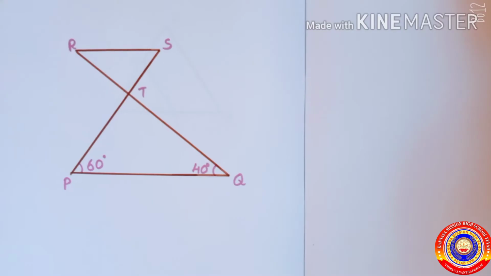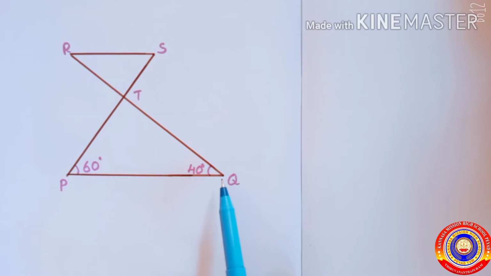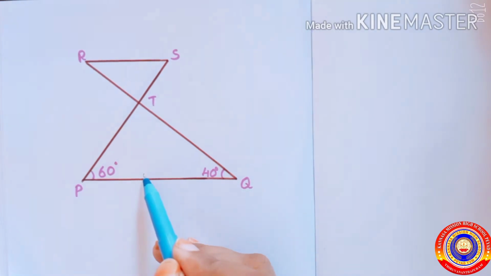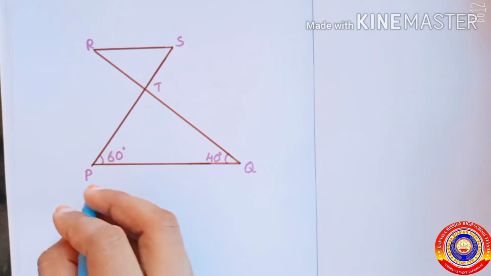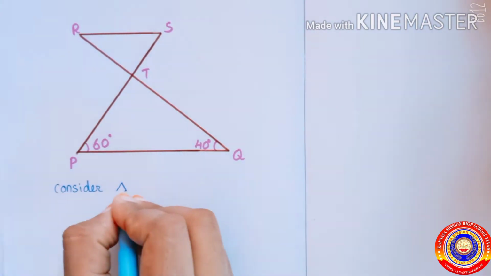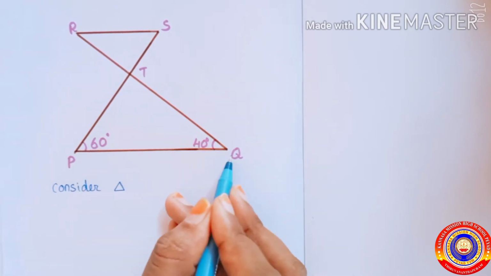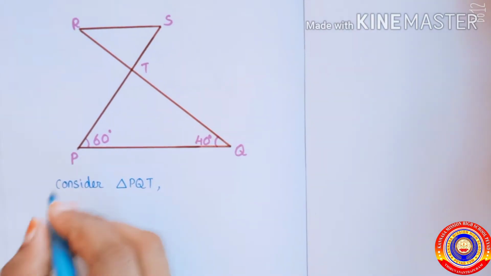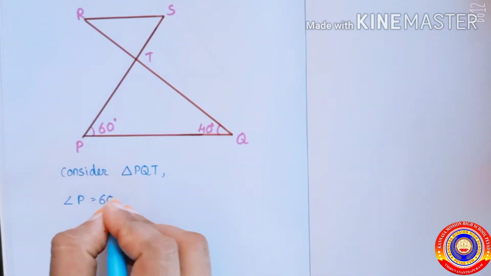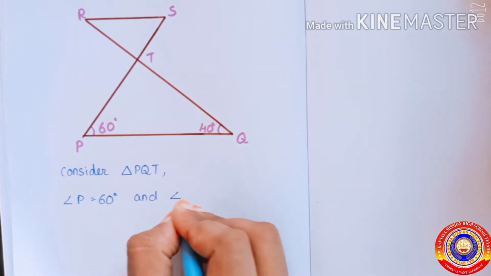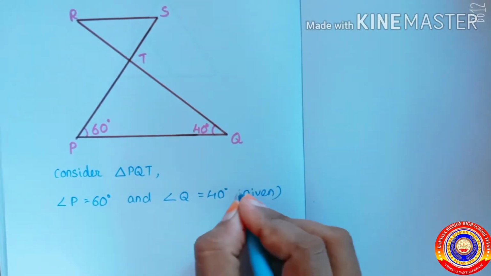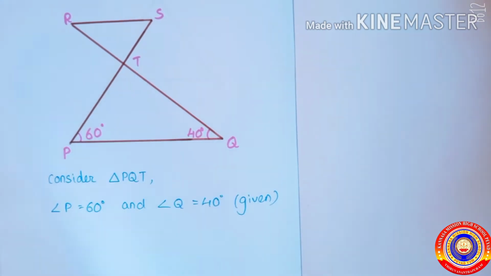In this figure, two triangles are joined together and the lines PQ and RS are parallel to each other. Here two angle measurements are given. We want to find the third angle. First consider triangle PQT. Here angle P is equal to 60 degrees and angle Q is equal to 40 degrees, which is given in the question. So we have to find the third angle, that is angle T.